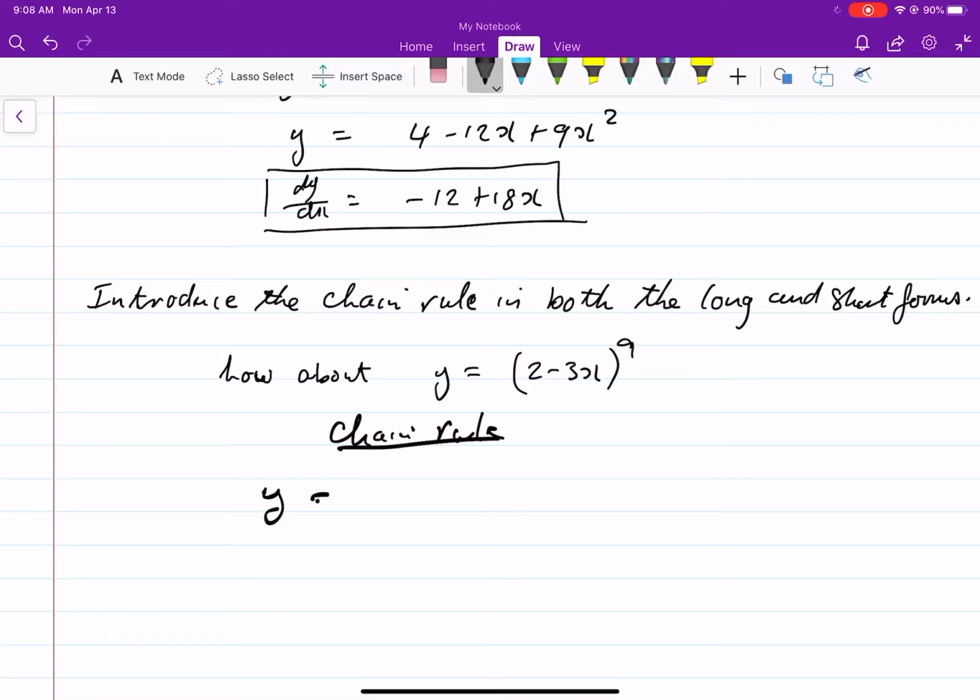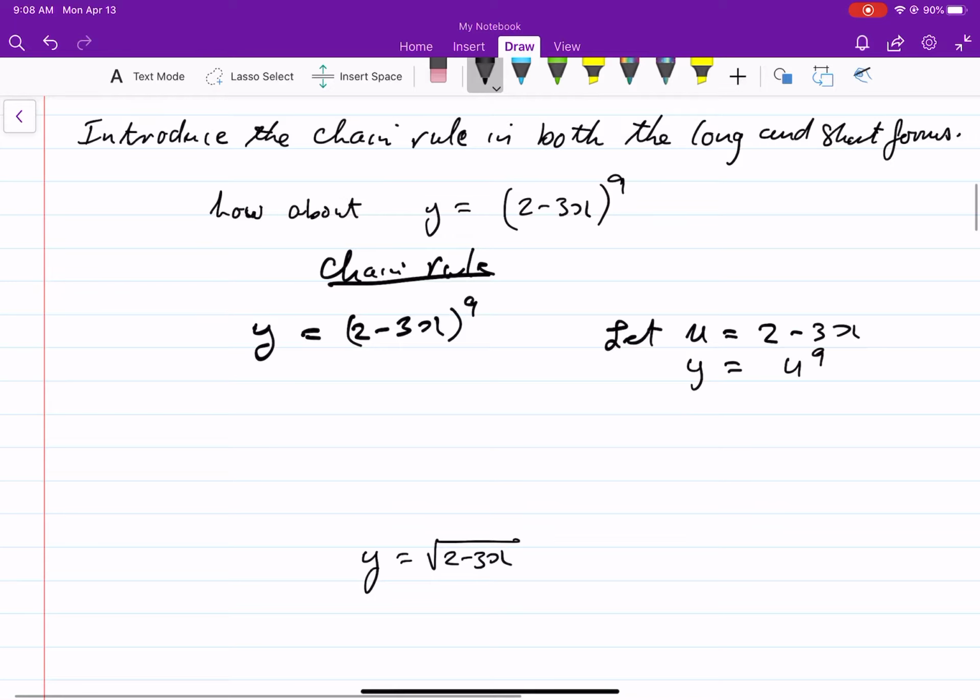Write back the function. y is equal to 2 minus 3x to the power 9. Like I said, clearly it's not efficient to try to expand your brackets. So what's inside the brackets? That function inside, just the 2 minus 3x. I'm going to call it u. So I'm going to say let u be equal to 2 minus 3x. And therefore the function becomes y is equal to u to the power 9. That's interesting.